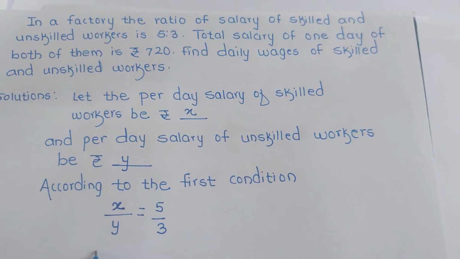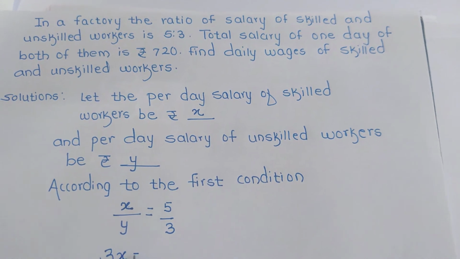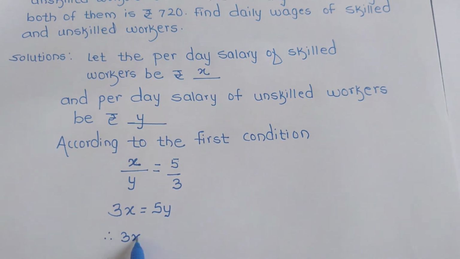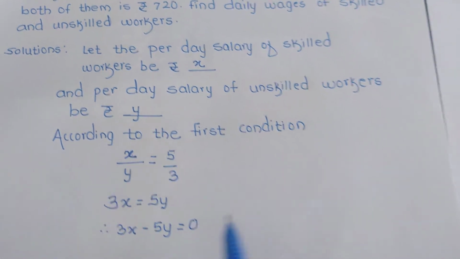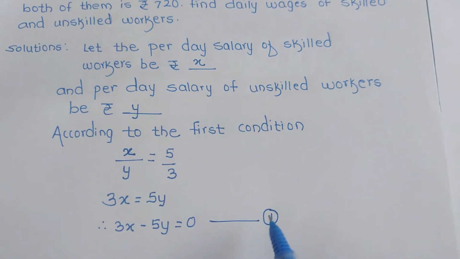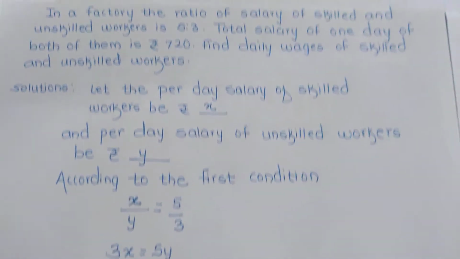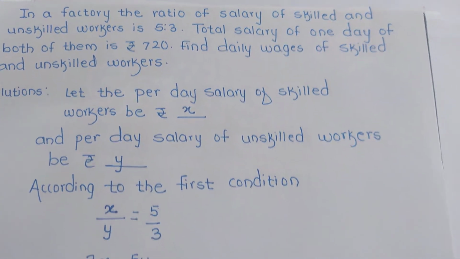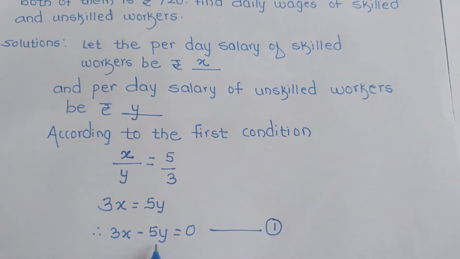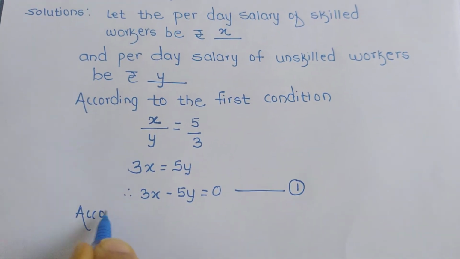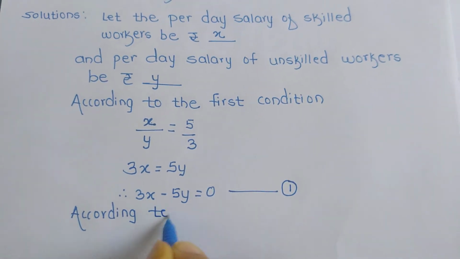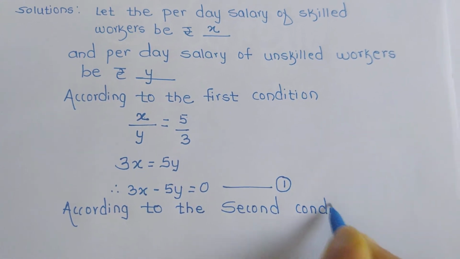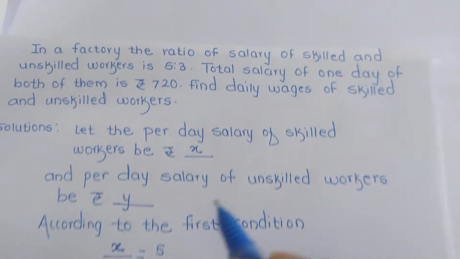Let us take cross multiplication. 3x gives us 5y. So this can be written as 3x minus 5y is 0. This is equation 1. Equations are not directly given to us. Equations are hidden in the word problem, so we have to read the word problem very carefully. So this is the first condition which we have got from the problem. Now the second condition gives us the second equation. Let us read the problem further.